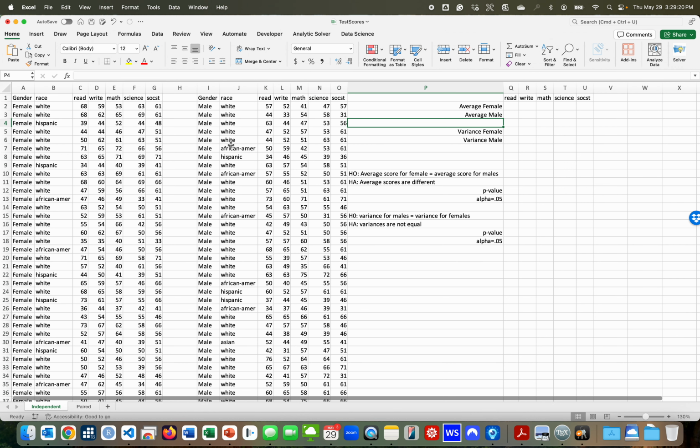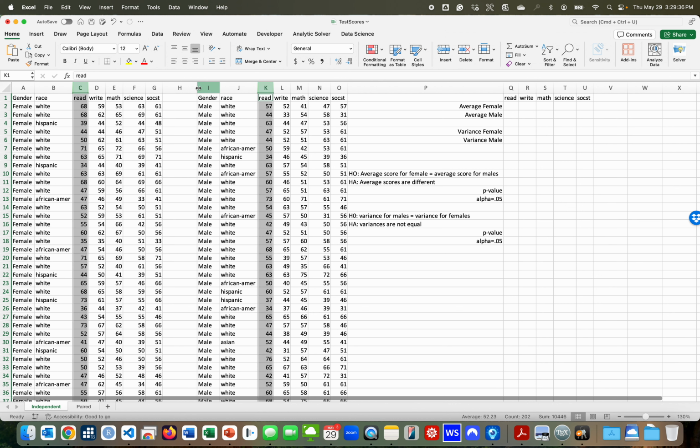So the first thing we want to do, again, this isn't a necessary step, but it helps us at least look at the problem and make some educated guess on what we think the outcome would be, is we want to compare reading scores across males and females. So I want to compare the reading score for females to the reading score for males, and the writing scores across male and female, math scores, science scores, and social studies scores.